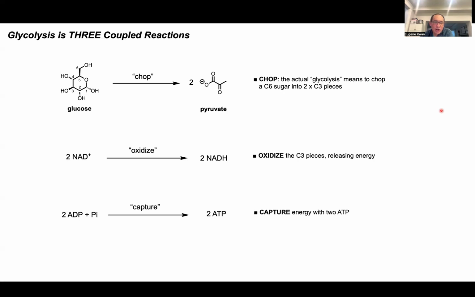And in the process, we're actually also going to use up two equivalents of NAD plus. That's our oxidant. So glycolysis is also an oxidation, and that oxidation is going to release energy. And we want to capture that energy in the form of ATP.